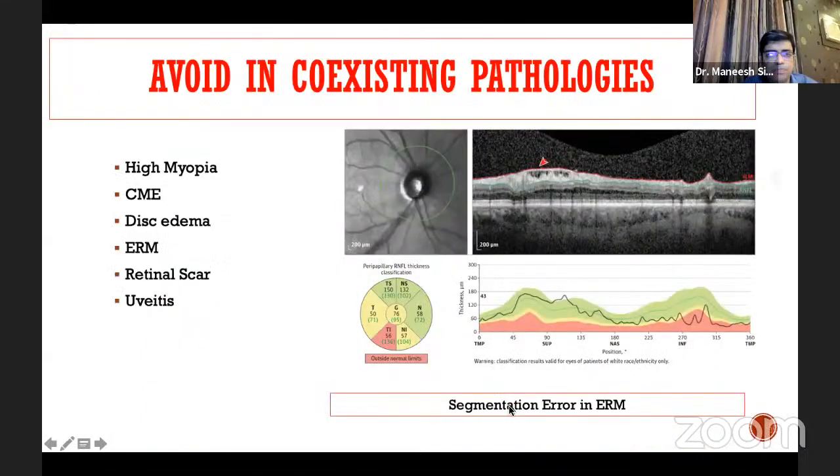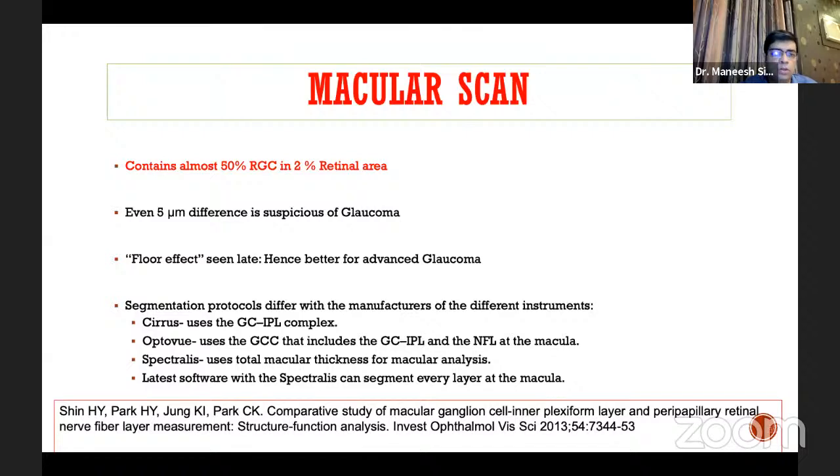Suppose you have a patient with associated CME or an epiretinal membrane or a retinal scar, for example, a case like this, there is a CME. If you see the TSNIT graph, the machine is showing a very thick RNFL because the machine is not able to understand where the RNFL is. Because of CME, there is increased retinal thickness and the machine is assuming that the patient has an extremely thick RNFL. So in these cases, I personally feel there is no point even doing an OCT RNFL evaluation.